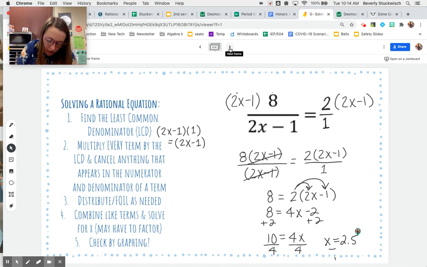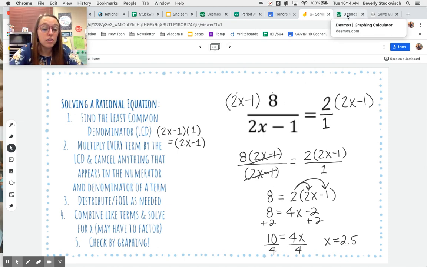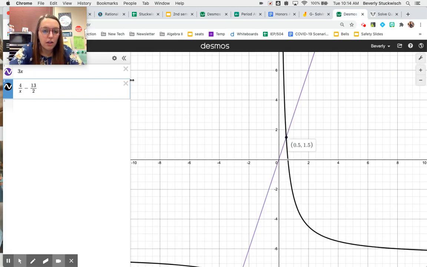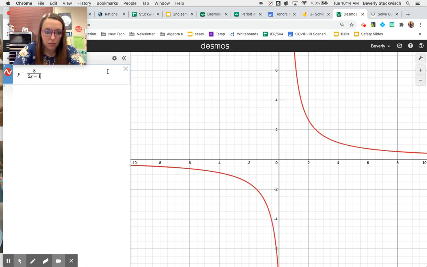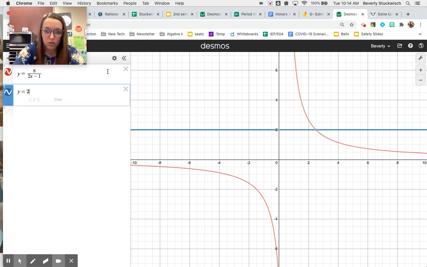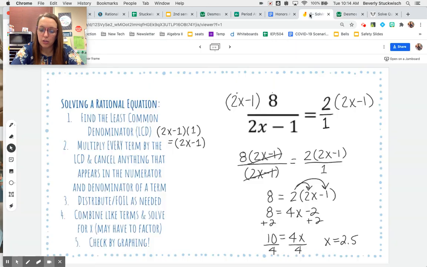Now, just like with radicals, that could be extraneous, could be real. We need to plug it into the equation and see if it works, or my favorite, graph. So I want to know when 8 over 2x minus 1 is equal to 2, and it is when x is 2.5. So that's a real solution.